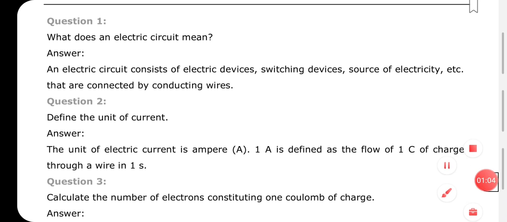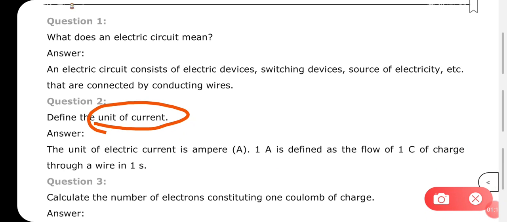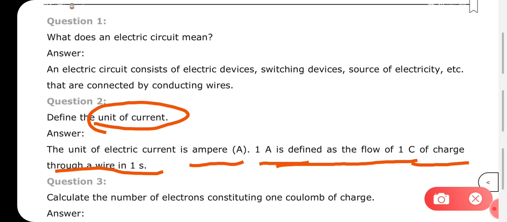Here it is asked, define the unit of current. So what is the unit of current? In which SI unit do we measure current? We measure it in amperes. And what is it? 1 ampere. When we say the unit of current, it means 1 ampere of current. So 1 ampere is defined as the flow of 1 coulomb of charge through a wire in 1 second.